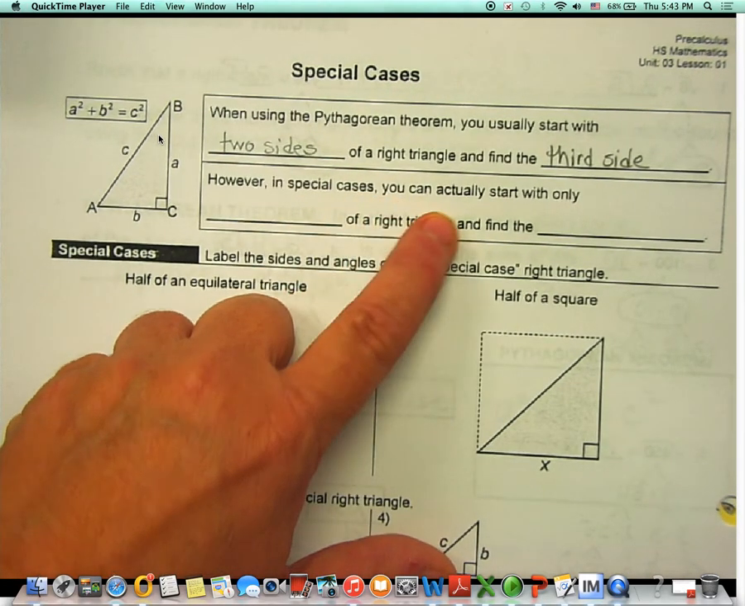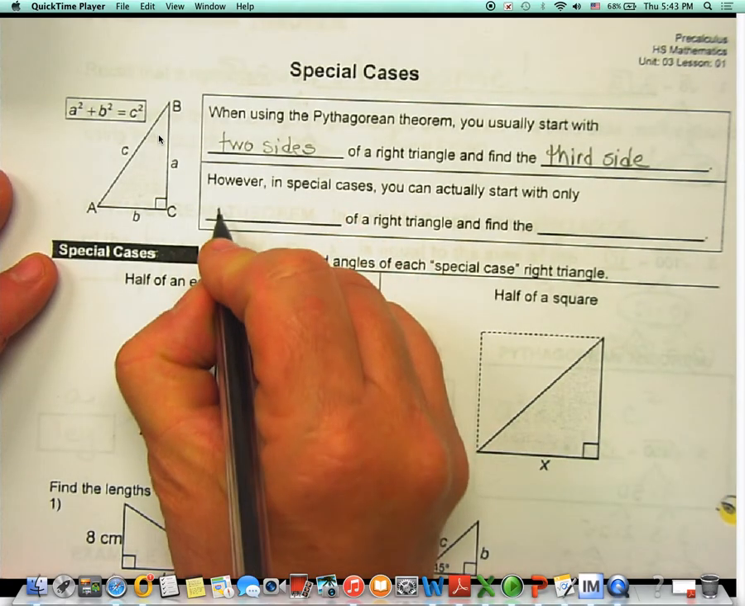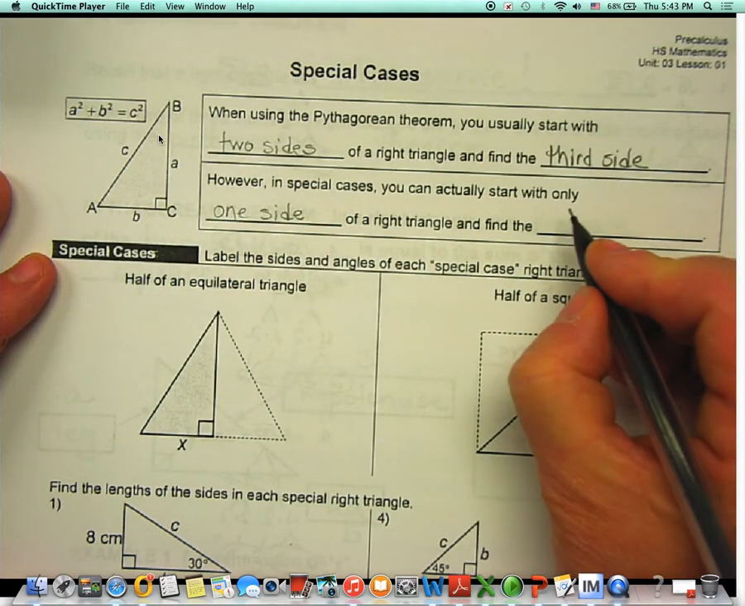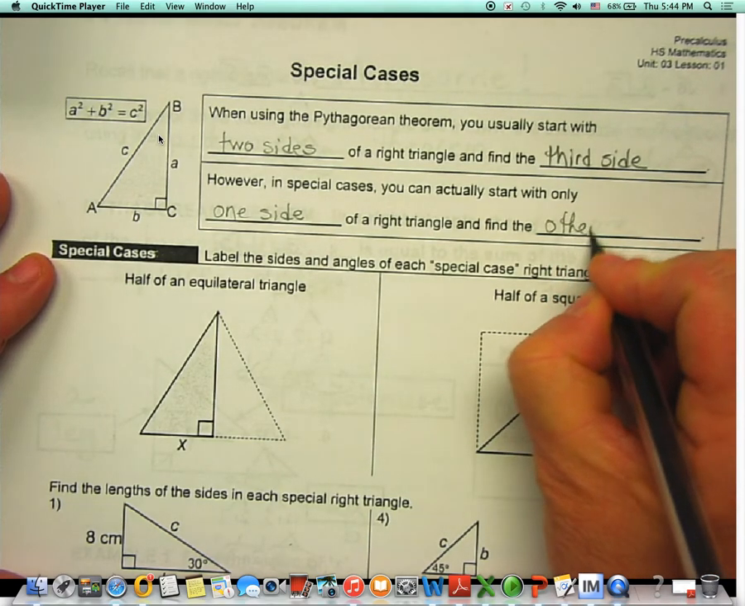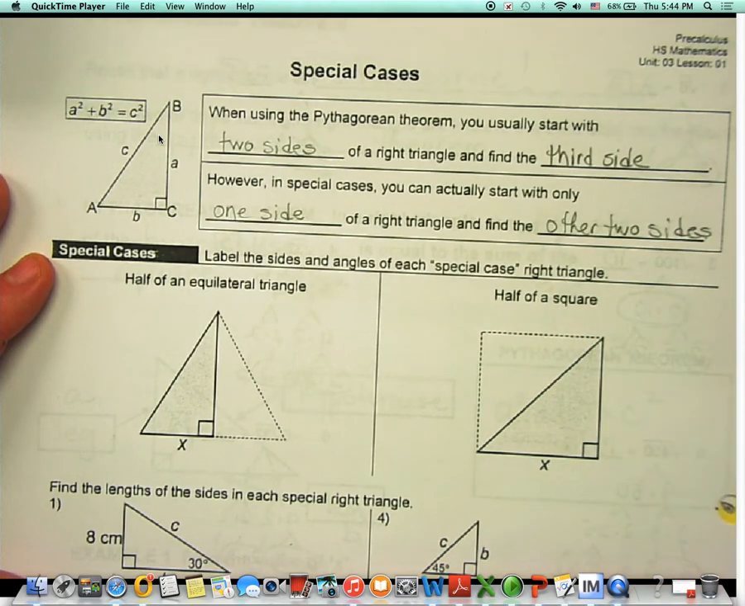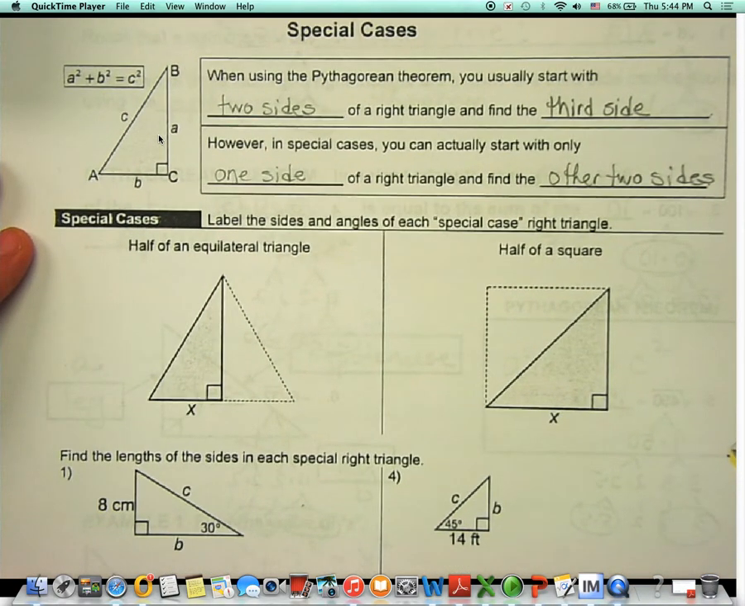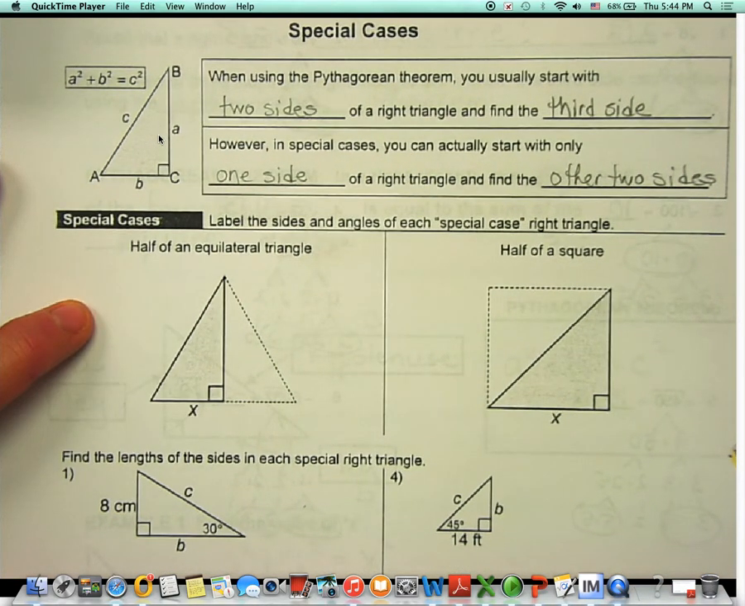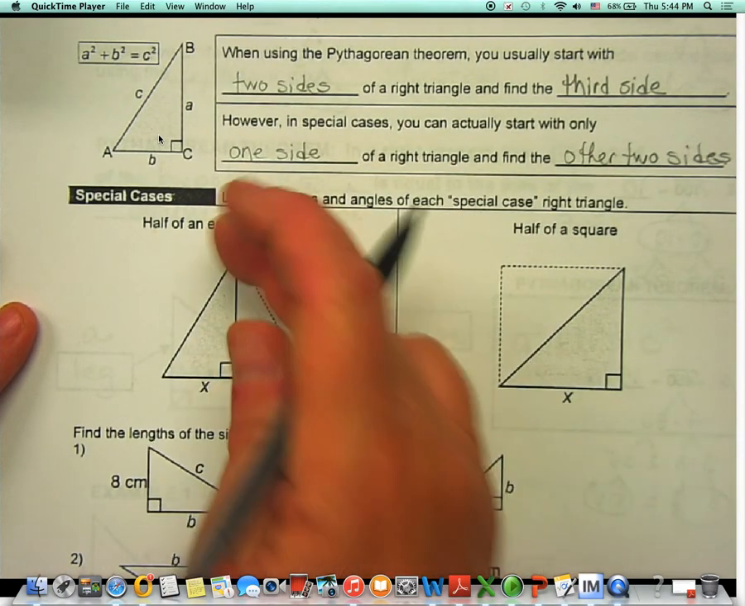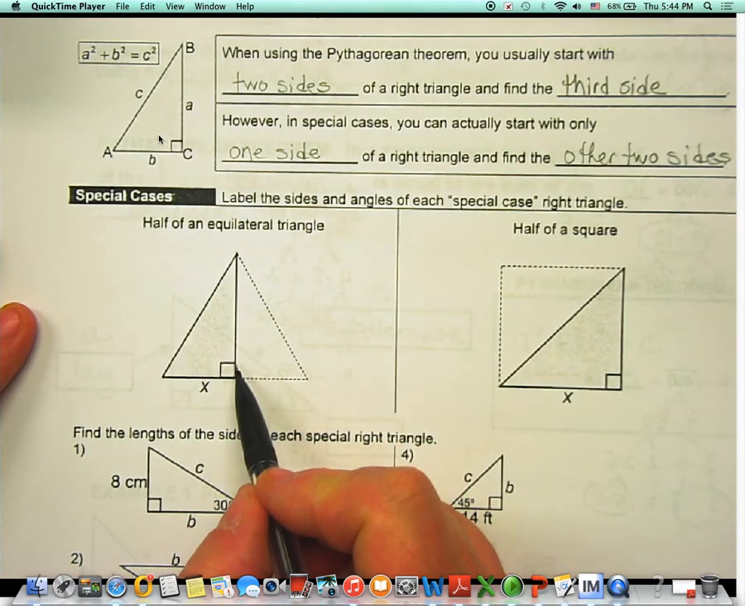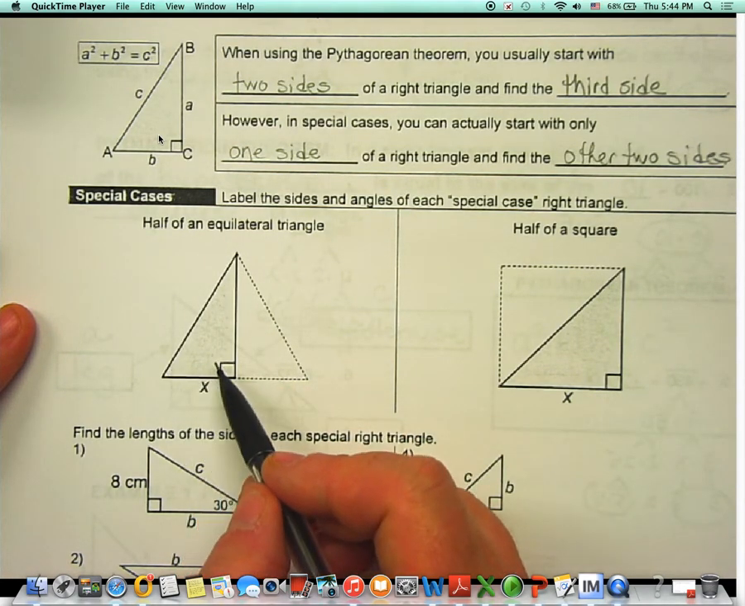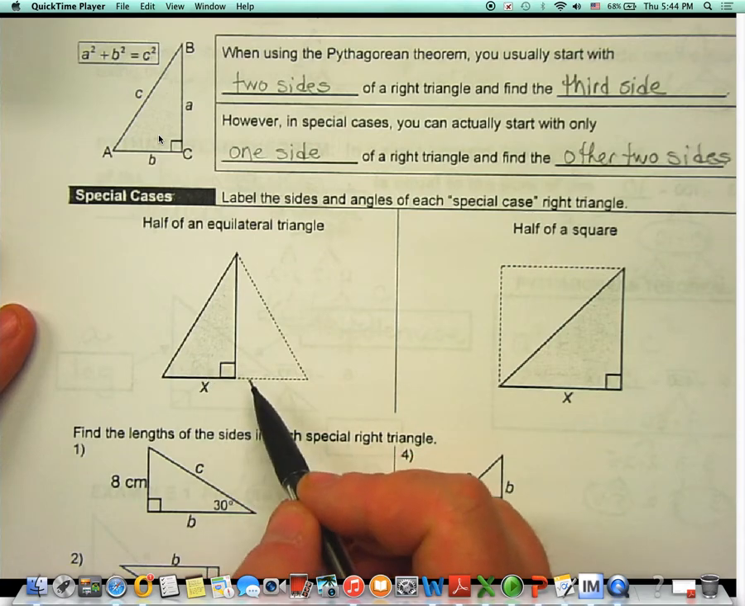In special cases, you can actually start with only one side of the right triangle and find the other two sides. There are two kinds of special cases. The first one, we're going to look at an equilateral triangle and take half of it to see what this actually is.